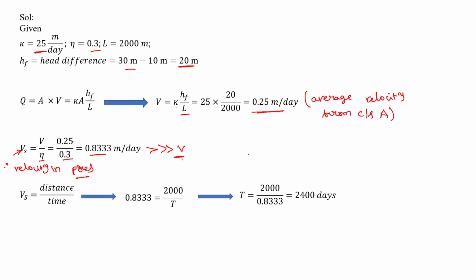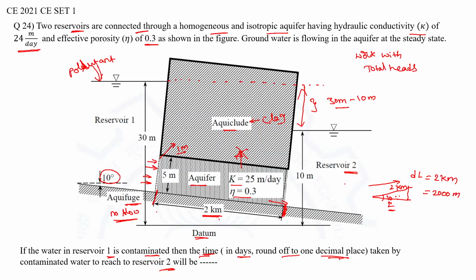As we know, velocity equals distance by time. Velocity we know and distance we know, so we can calculate the time. By doing this, we get 2400 days. This much is the time required. If you insert some pollutant or contamination in this reservoir 1, it will take 2400 days to reach. It is more than nearly 10 years to reach the reservoir through this particular aquifer.